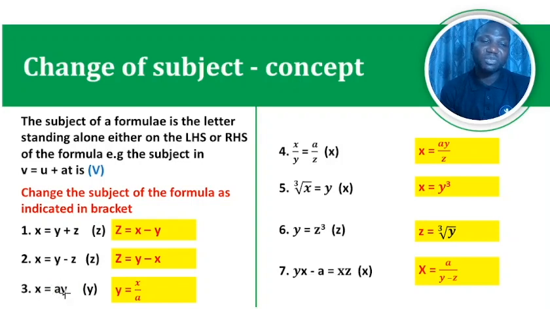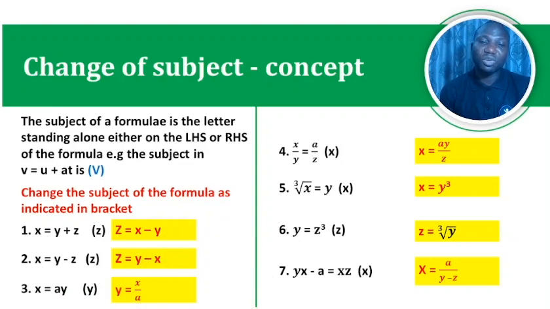So that means here, to make y stand alone on the right, I will have to divide both sides by a. So divide both sides of the equation by a. So a will cancel a here. What will be left is y is equal to x over a. So y equal to x over a.